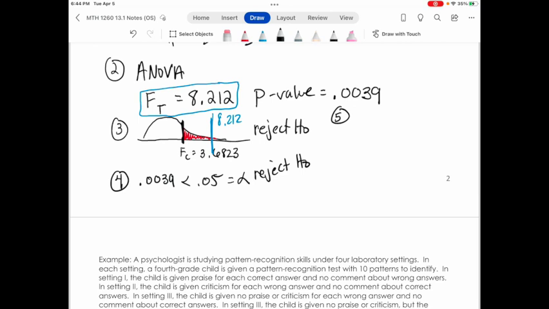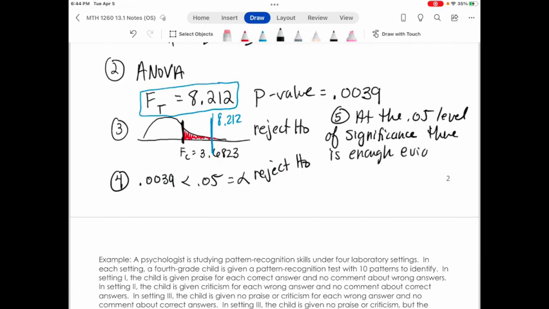So now for our conclusion, we're going to write: at the 0.05 level of significance, there is enough evidence to suggest that at least one mean is different.